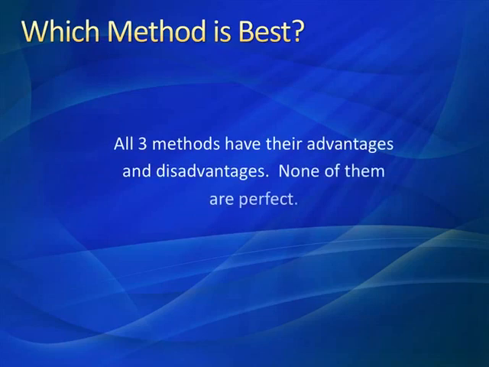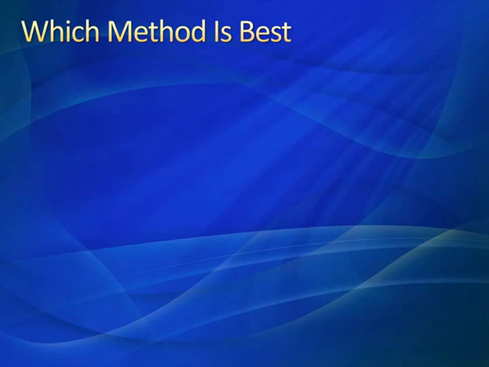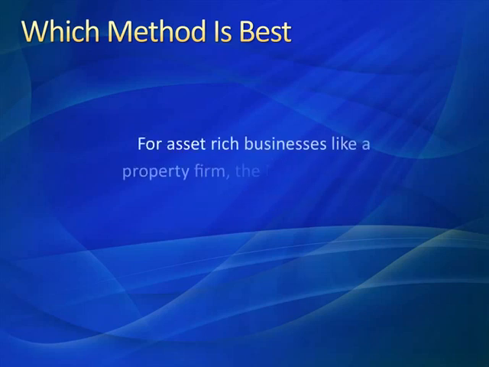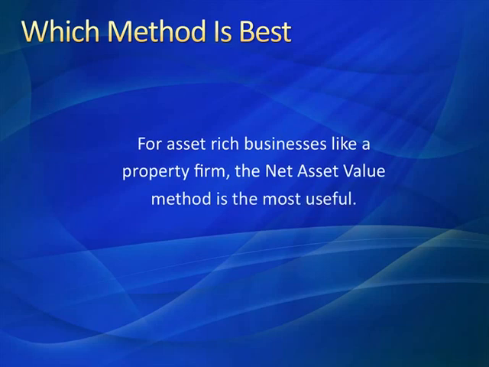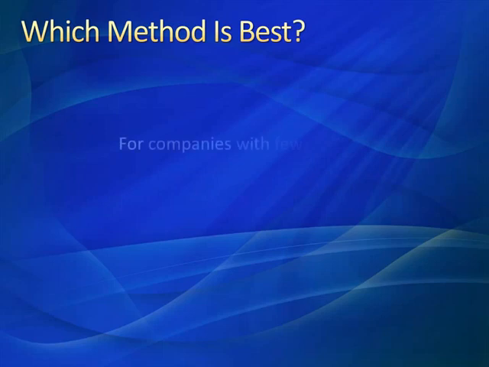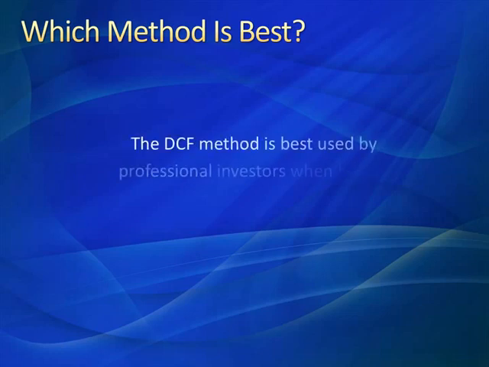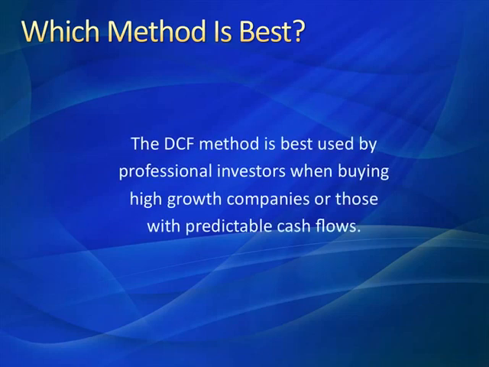All 3 methods have their advantages and disadvantages. None of them are perfect. The best one to use for your company will depend on what kind of company it is. For asset-rich businesses like a property firm, the net asset value method is the most useful. For companies with few assets, the PE comparison is widely used. The DCF method is best used by professional investors when buying high growth companies or those with predictable cash flows.